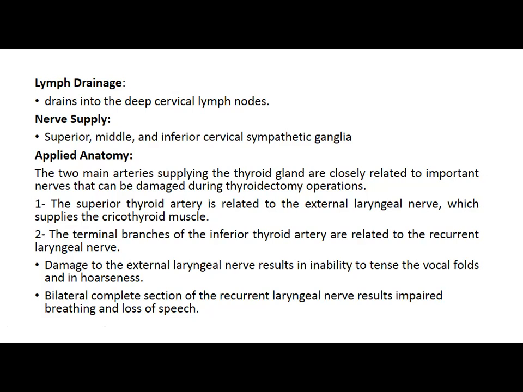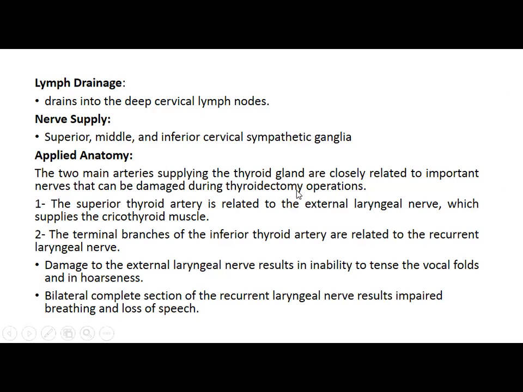Now coming to some clinical importance of this gland, that is the thyroid gland. There are 2 main arteries, as we saw, supplying the thyroid gland, and they are in close relation to very important nerves that can be damaged during thyroidectomy operation. Thyroidectomy is the operation done to remove the thyroid gland when the gland has grown to a very large extent, in case of thyroiditis, or in case of thyroid carcinomas, something like that. So especially at that time we do thyroidectomy.